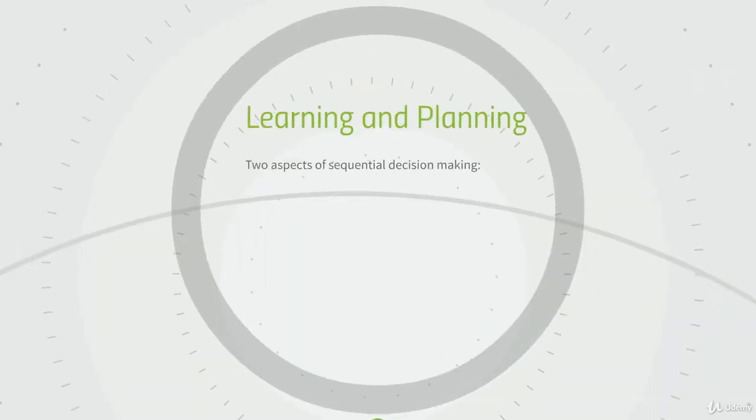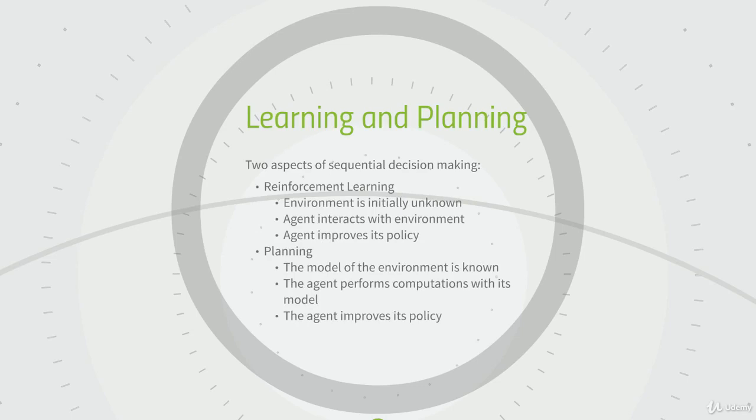So these are the 2 aspects of sequential decision making, and reinforcement learning is primarily concerned with sequential decision making. The first is reinforcement learning, second planning. So in reinforcement learning, the environment is initially unknown. This is if you don't have a model, you don't know what you're interacting with. Maybe you're playing an Atari game and you don't know the rules. However, the agent is going to interact with the environment, so we start playing the game and we get feedback from that. Maybe we won, maybe we lost, and generally we're going to improve our policy as we continue to learn.